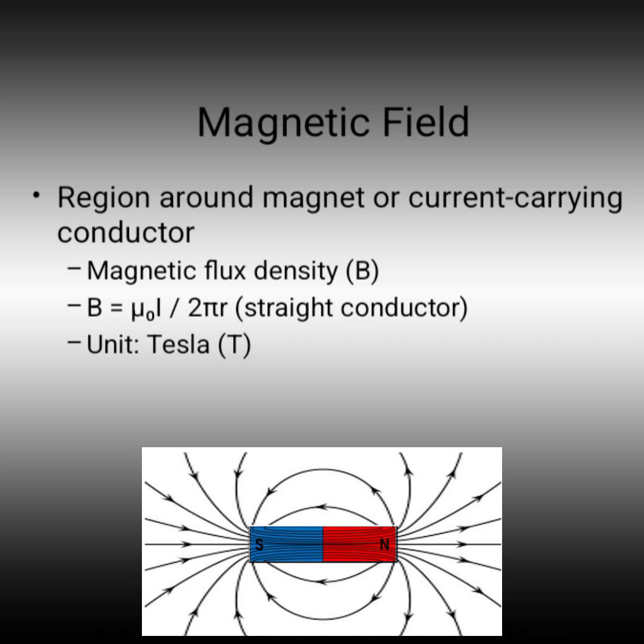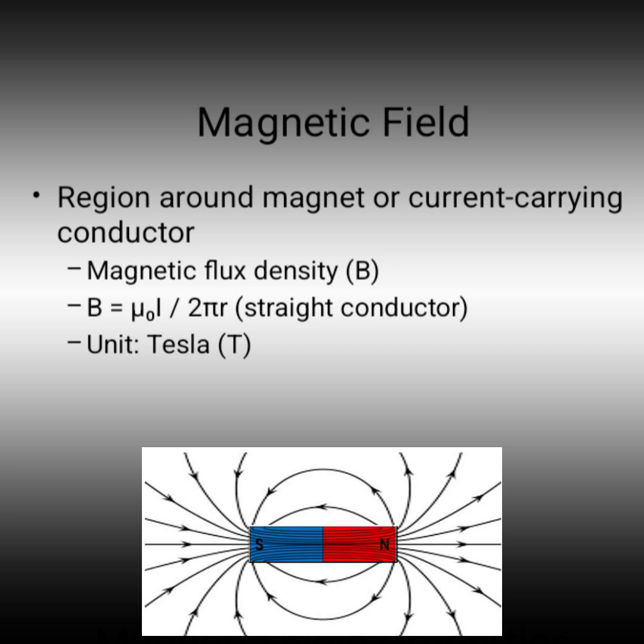Under electric, we are focusing on the charges. Under the magnetic, we are using what? Magnet, the North Pole and the South Pole. However, magnetic field is a region around a magnet or current carrying conductor. In that aspect, that middle part or center is what we regard as the magnetic field.